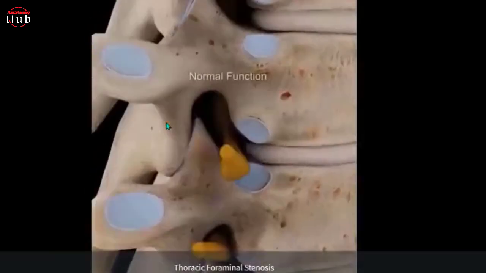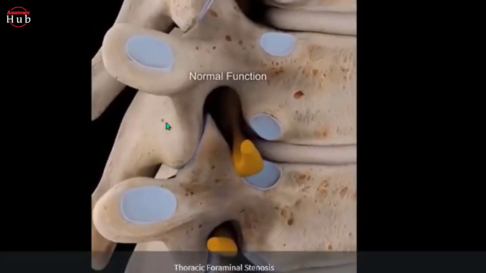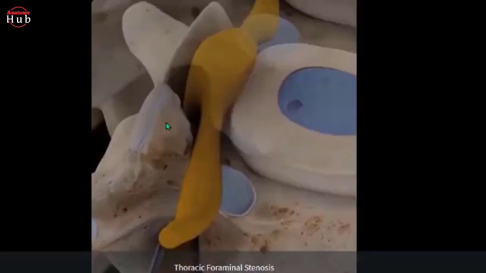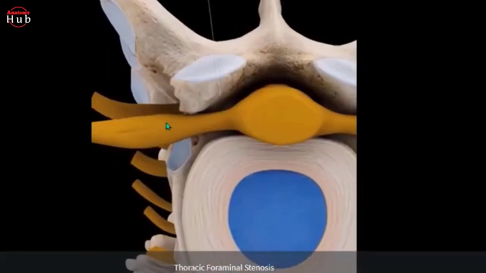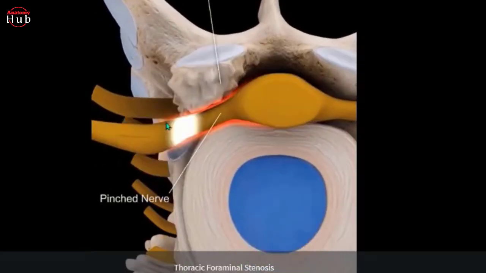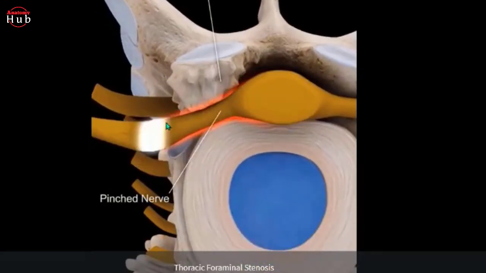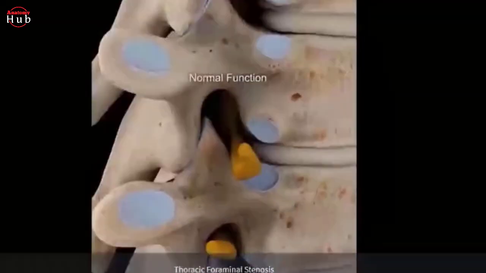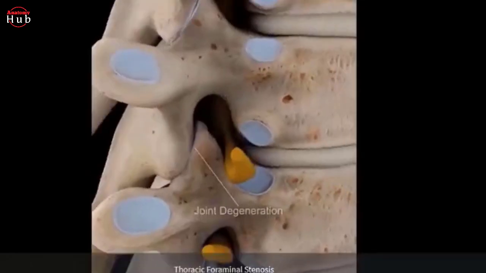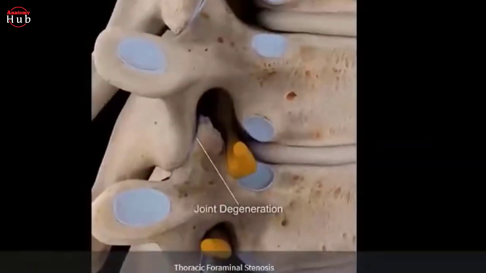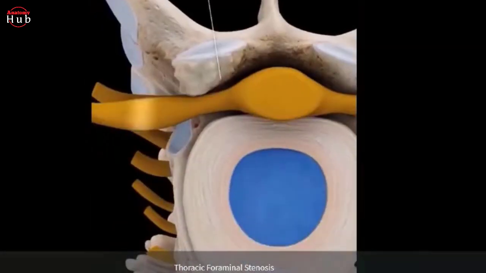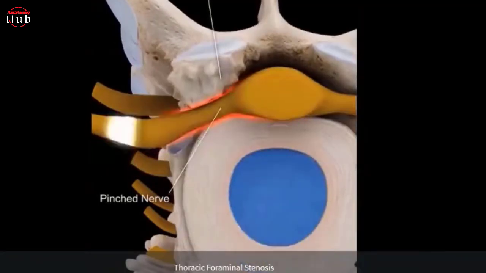Foraminal stenosis occurs when joint degeneration causes the formation of bone spurs. This results in the narrowing of these openings, causing the nerve root to become compressed. Effects of this condition include pain or numbness in the area of the chest or abdomen supplied by the compressed nerve root.